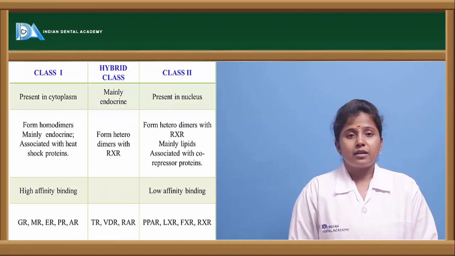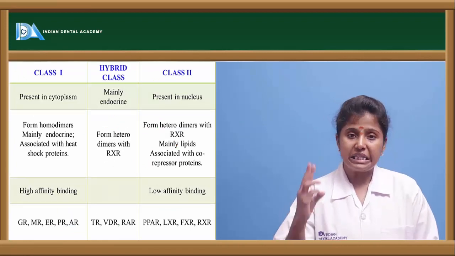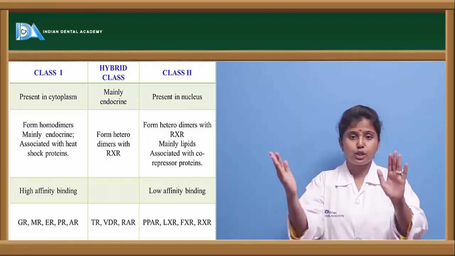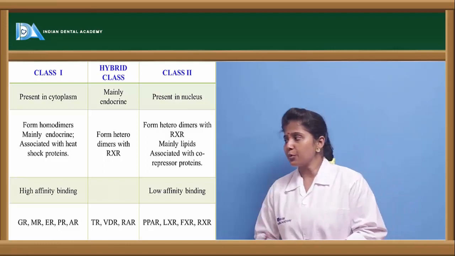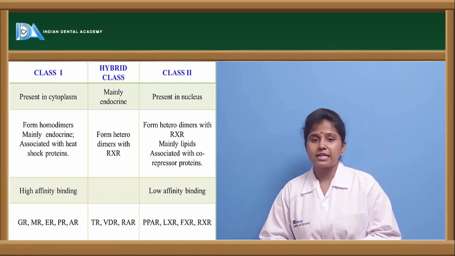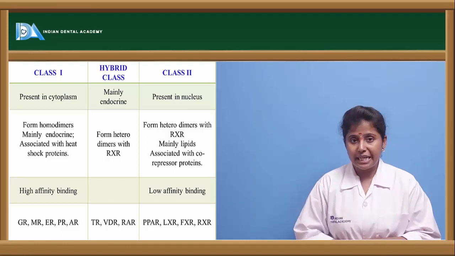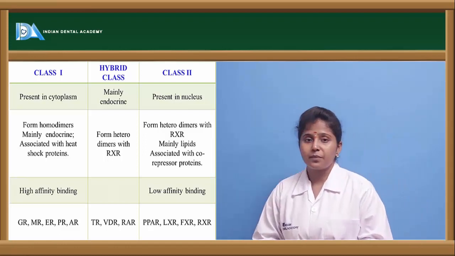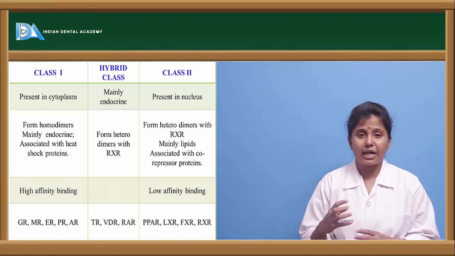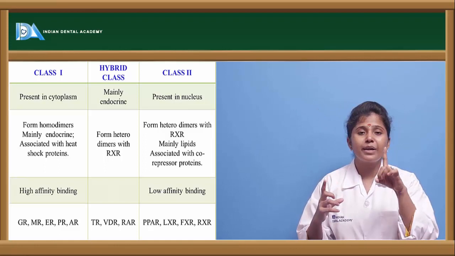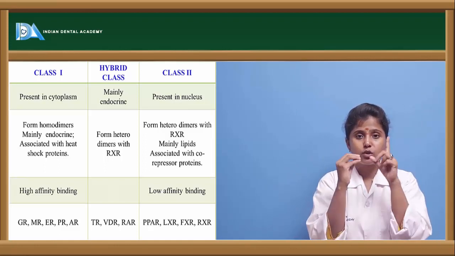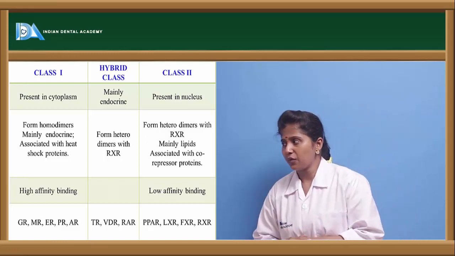If we see the types of these nuclear receptors, there are three classes: class 1, class 2 and hybrid class, which is a combination of these two. Class 1 are present mainly in the cytoplasm, hybrid class are mainly present in the endocrine system, and class 2 are present in the nucleus. Class 1 forms homodimers. Homodimers means two identical molecules combine and form a dimer.